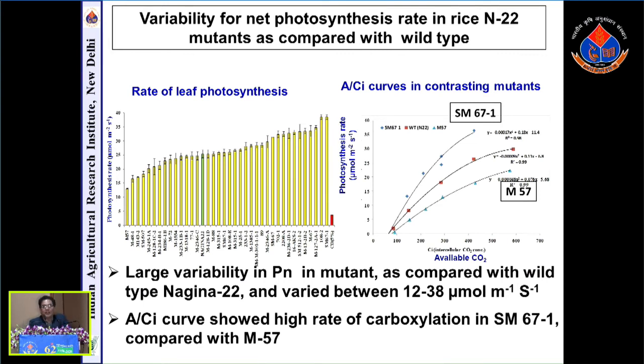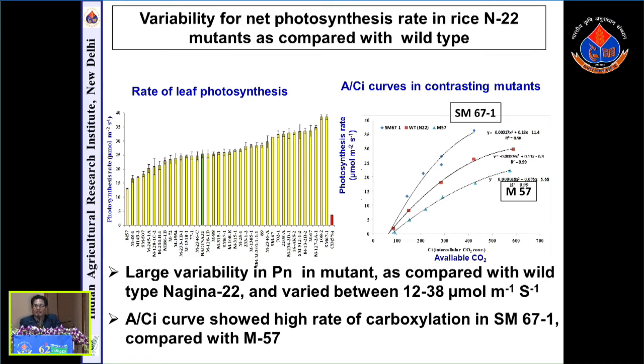You can see the large variability is there. The rate of photosynthesis varied from 12 to 38 micromoles per meter squared per second. Also, you can see the lowest value is in the mutant M57, while the other mutant SM67.1 showed 48, and in the middle, the green bar is of the normal type, the wild type, the N22 mutant.